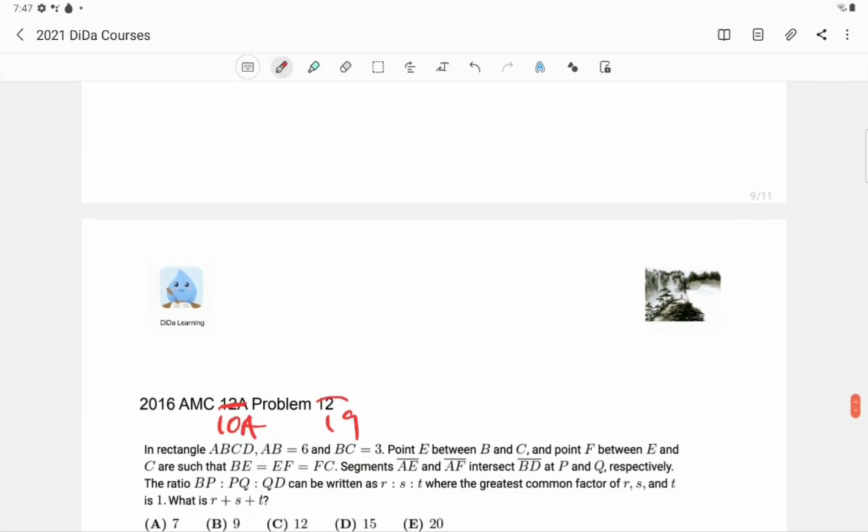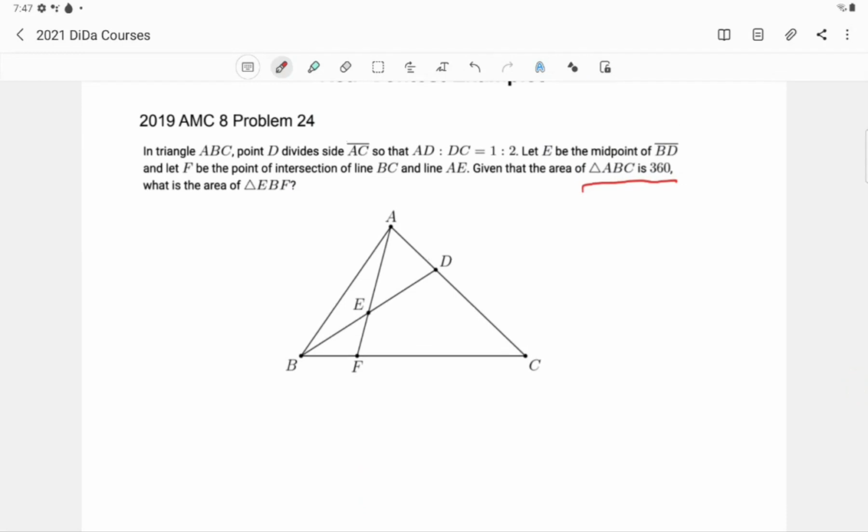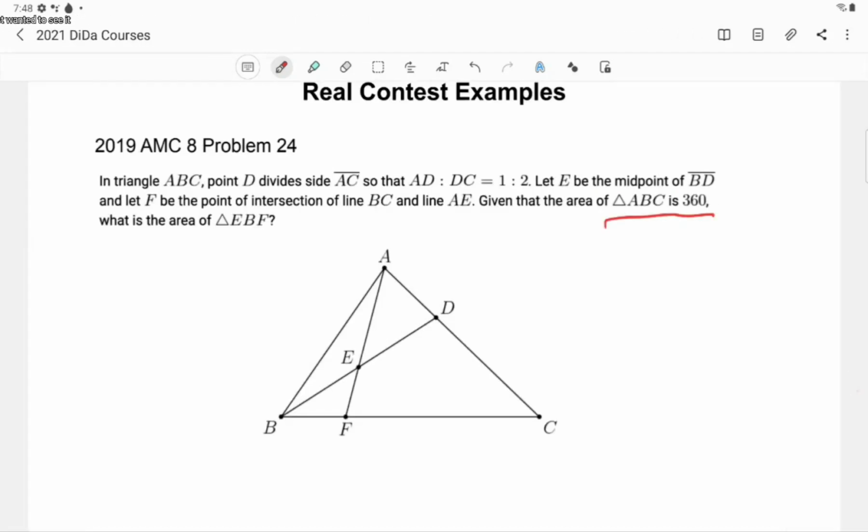Which problem do you want me to go back to? This one? Oh, so you didn't know math points. Okay, that's fine. So what's the question? Okay, that's all right. So this is a very straightforward application, right? Because they're just two intersecting Cevians.